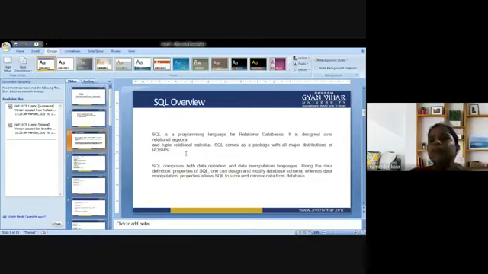So SQL comes as a package with all the major distributions of the RDBMS, and it consists of two types of languages basically. That is, data definition language and data manipulation language. And data definition language is concerned with schemas, and data manipulation is concerned with updations, like add, delete, or update operations being performed in that.